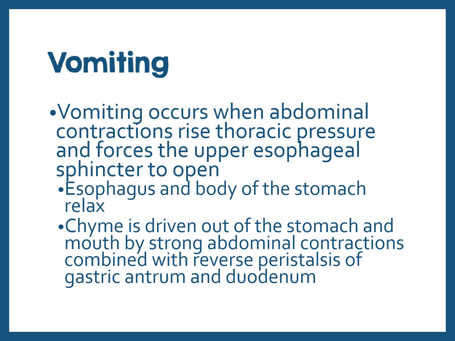Vomiting will occur when the abdominal contractions get strong enough to overcome that thoracic pressure, and it forces the chyme through the esophagus and past the upper esophageal sphincter. Then the esophagus and the body of the stomach will relax, and the chyme will be driven out of the stomach and into the mouth by these strong abdominal contractions. That is also going to be combined with some reverse peristalsis of the gastric antrum and the duodenum.